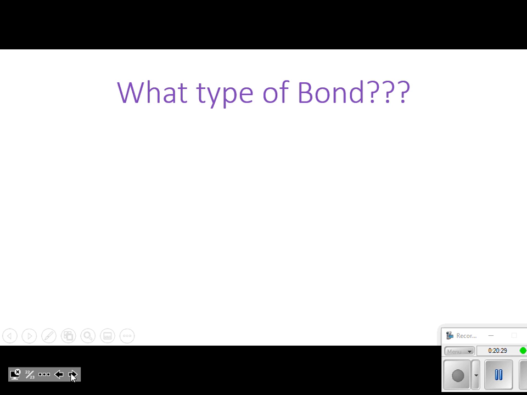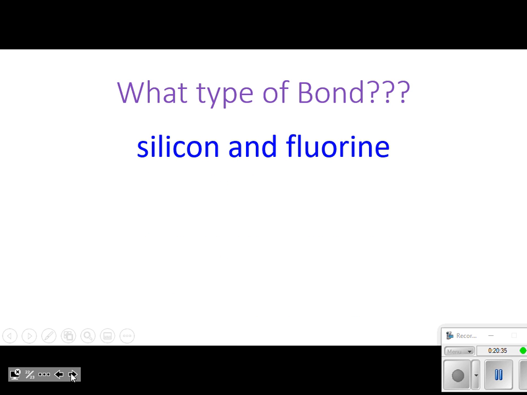What type of bond? Between silicone and fluorine. What type of bond? Well, I know fluorine's got my most electronegativity. Okay? Fluorine is a 3.98. I find silicone there. Silicone's a 1.9. So I get 2.08. So once again, I'm falling into that range of unknown.